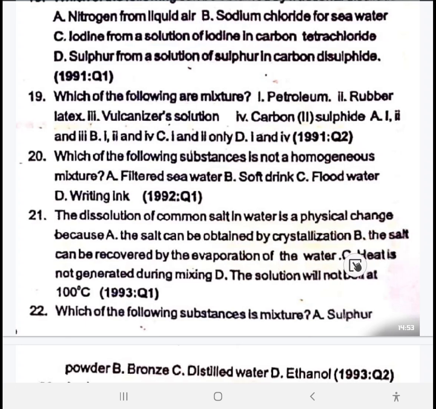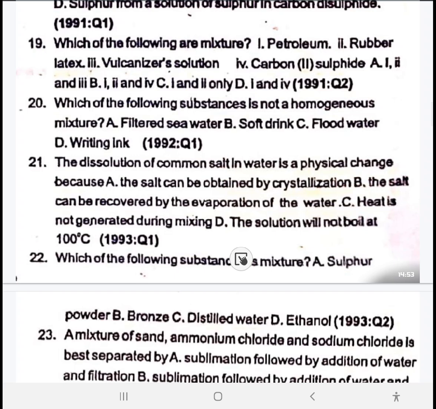21. The dissolution of common salt in water is a physical change because the salt can be recovered by evaporation. This question is similar to the question we just answered. 22.